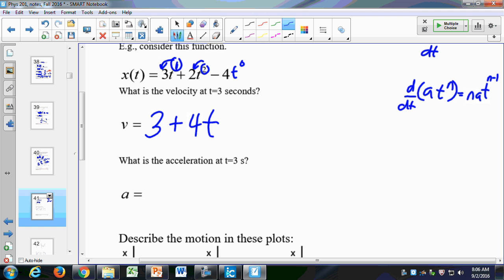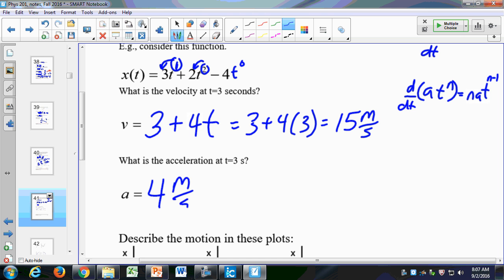0 times 4 is 0, so I leave that. And so that gives me then 3 plus 4 times 3, which is 15 meters per second. That's at t equal 3 seconds. And then the acceleration at t equal 3 seconds, what's the derivative of the velocity function? Is just 4. So I have a constant acceleration for this graph.